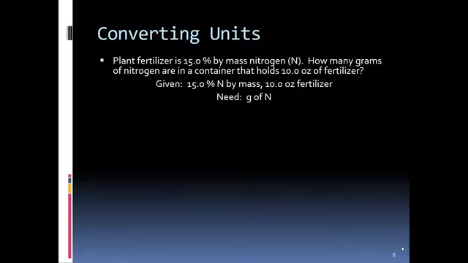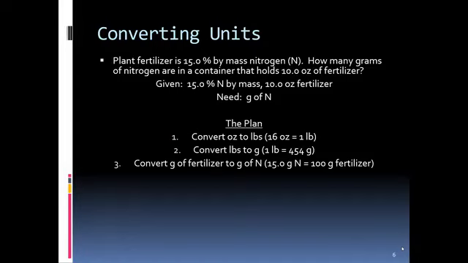Our second example involves plant fertilizer. Plant fertilizer is 15% by mass nitrogen, which is N. The question is, how many grams of nitrogen are in a container that holds 10.0 ounces of fertilizer? The givens in this case are that fertilizer is 15% by mass N, and that we start with 10.0 ounces of fertilizer. We need to find the grams of nitrogen.